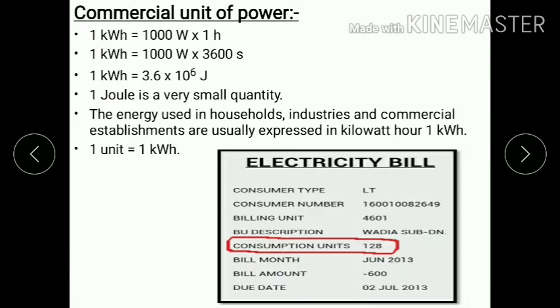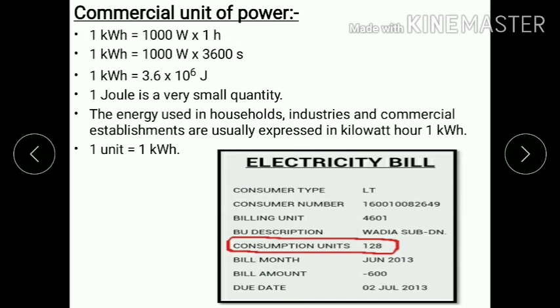Now shift to the commercial unit of power. One commercial unit of power, 1 kilowatt hour, means 1000 watt into 1 hour, and 1 hour means 3600 seconds. So 1 kilowatt hour is equal to 1000 watt into 3600 seconds, which is 3.6 into 10 to power 6 joule. 1 joule is a very small quantity.